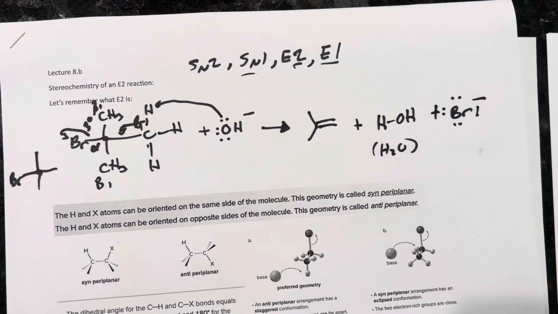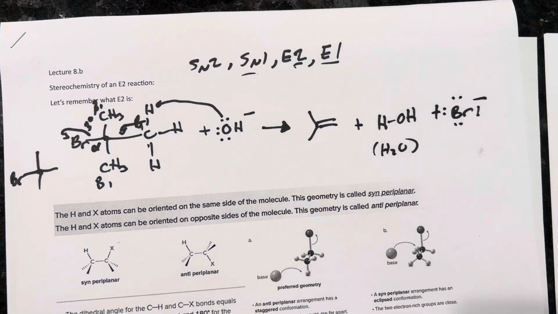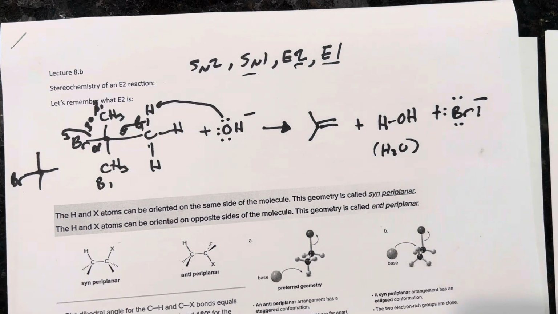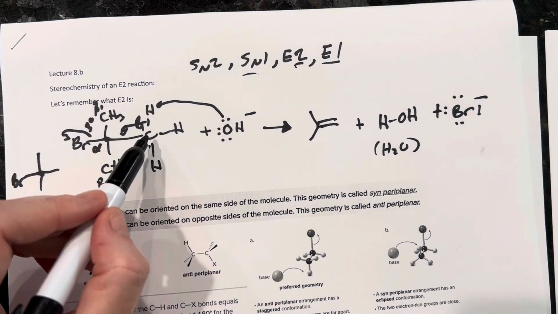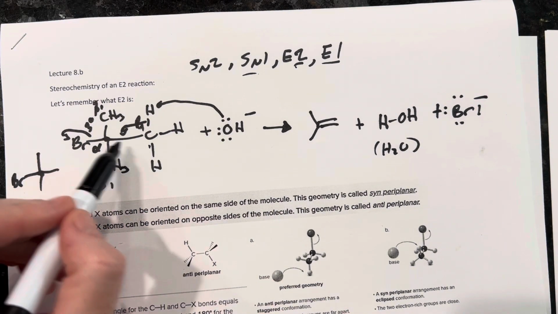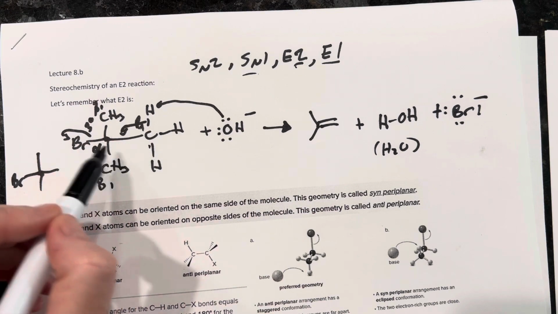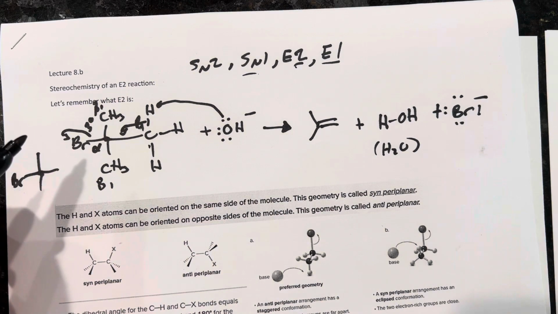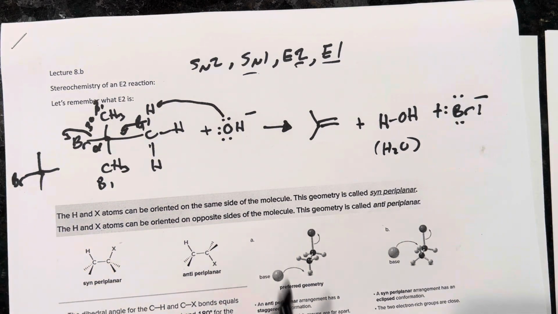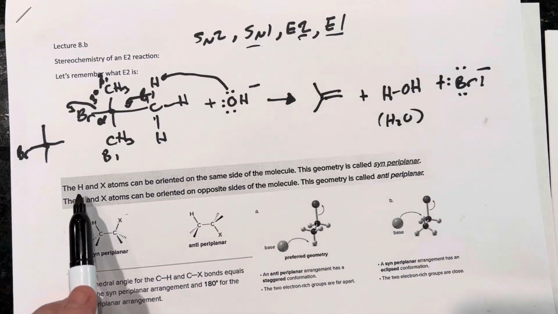Okay. So again, E2 always happens in one fell swoop. The base will grab a hydrogen, the bond from the hydrogen will come down, and it wants to land between the two most substituted carbons. So yeah, all right, let's keep going.